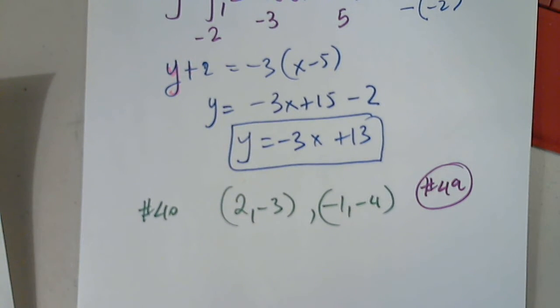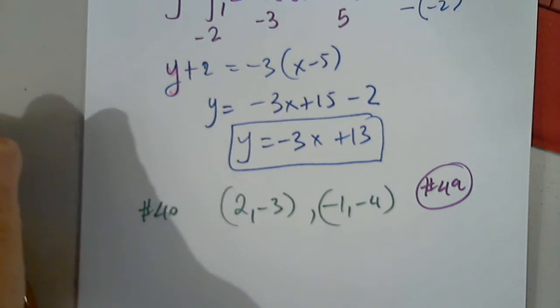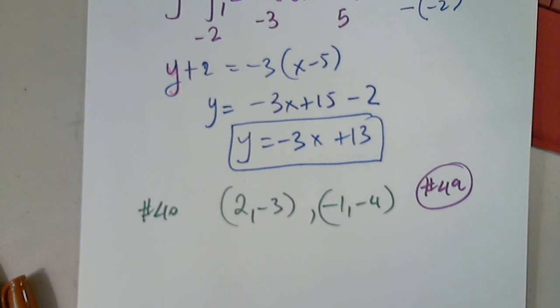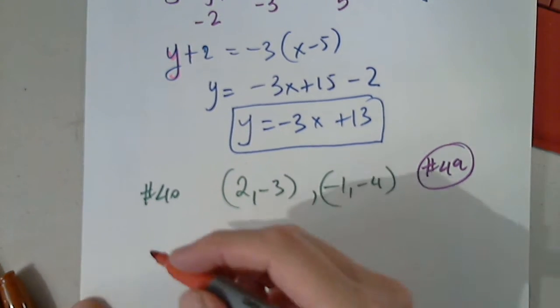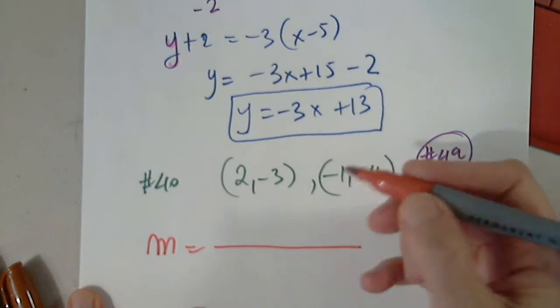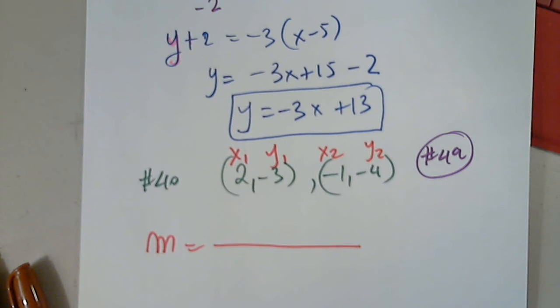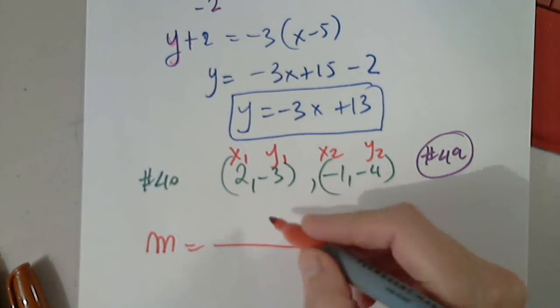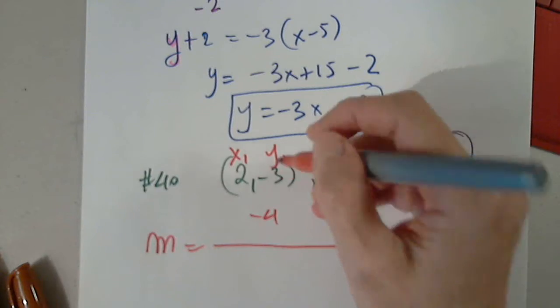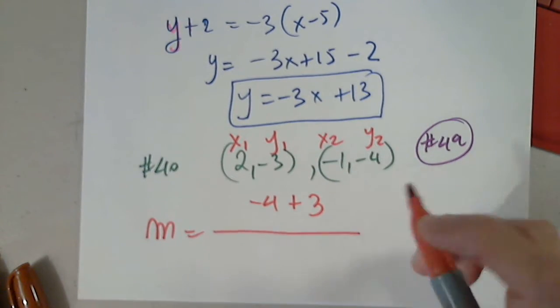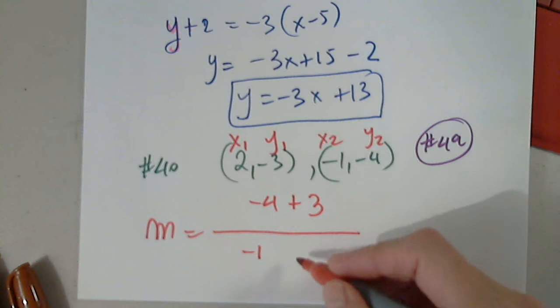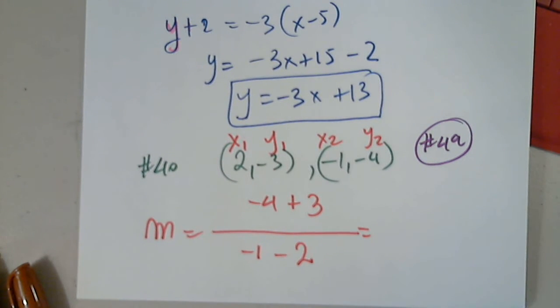Okay, so let's finish up. What do I have to find first? Excellent. Very good. Label them x1, y1 if you have any difficulty so you don't forget the correct order or make a mistake for whatever other reason possible. So y2 minus y1, negative 4 minus negative 3, over negative 1 minus 2. So that will be our slope.